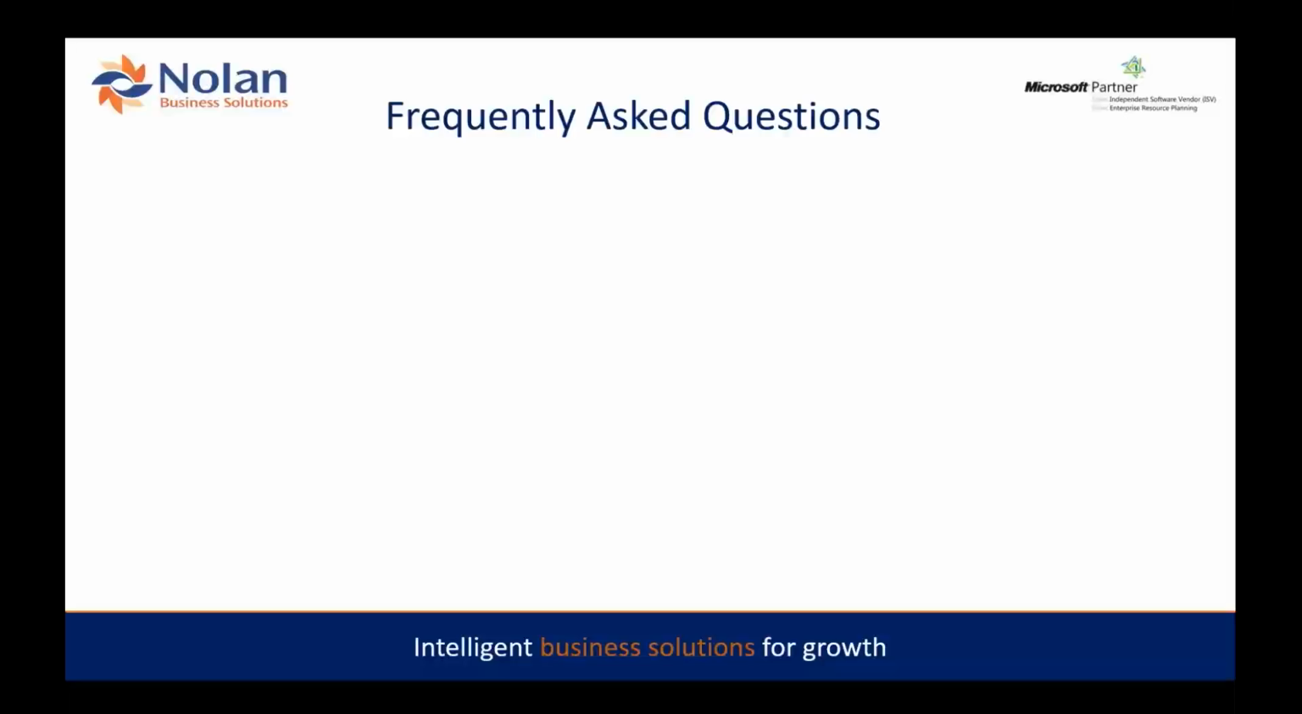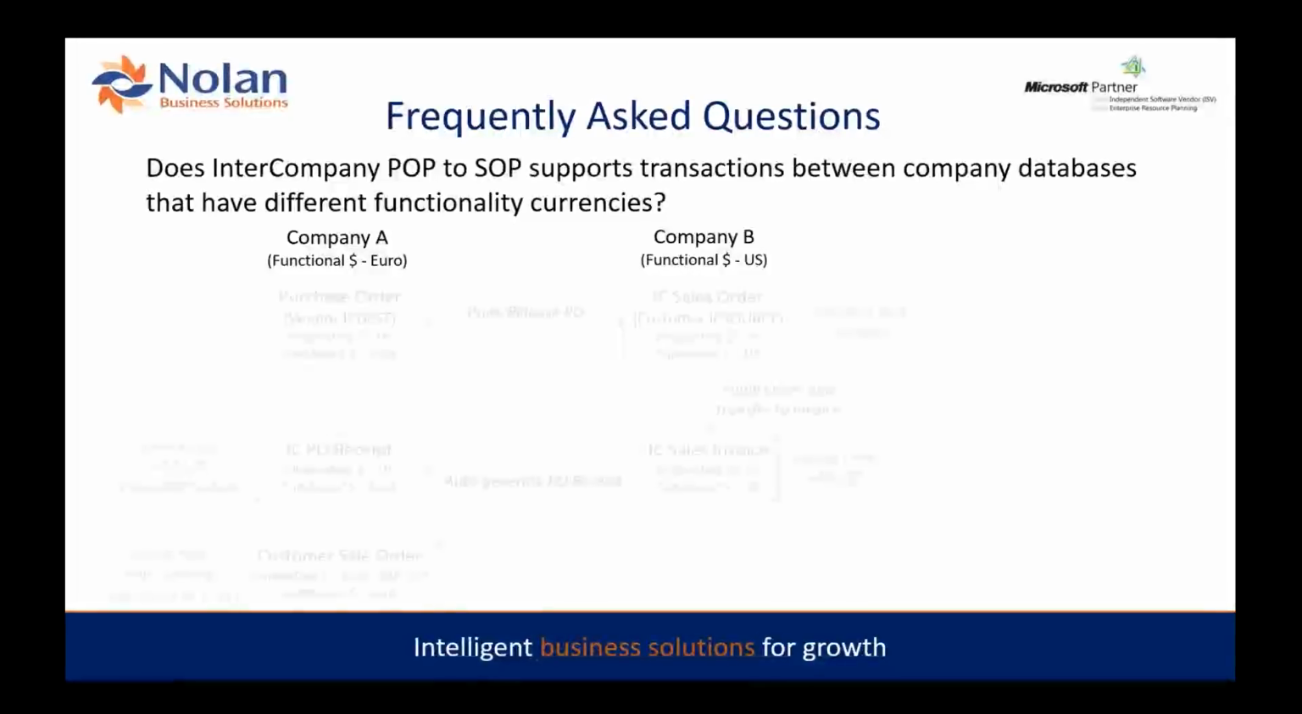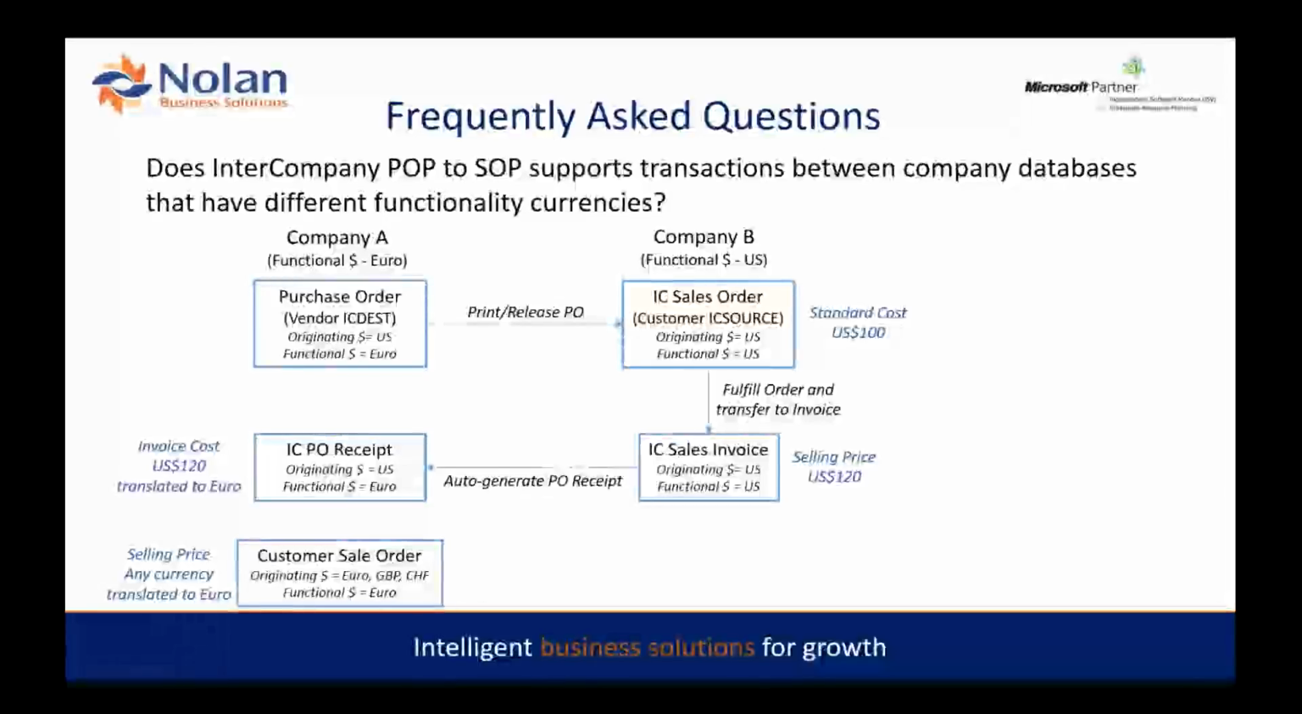Before we end this presentation, I would like to take the opportunity to address some of the frequently asked questions we get about this product. Some of you might be dealing with entities located in various international locations. So, does our product support multiple functional currencies? And the answer to that is yes. As highlighted in this diagram, Company A and Company B can have different functional currencies and leverage Dynamics GP's multi-currency feature to properly handle multi-currency calculations.